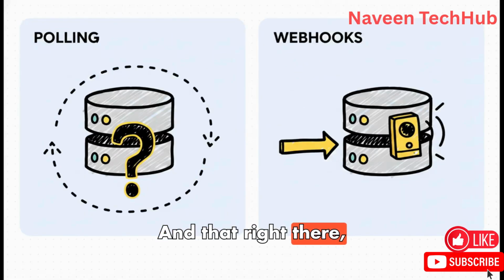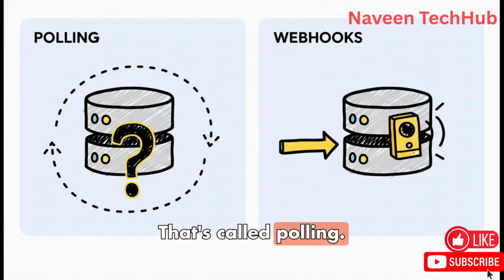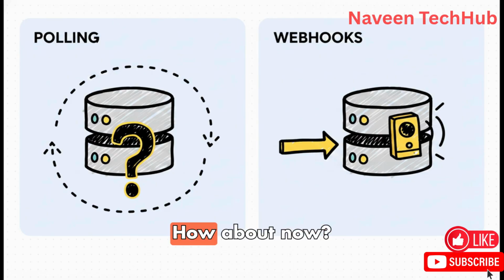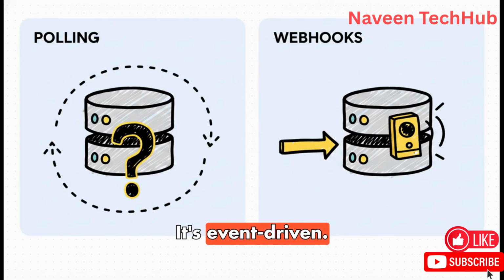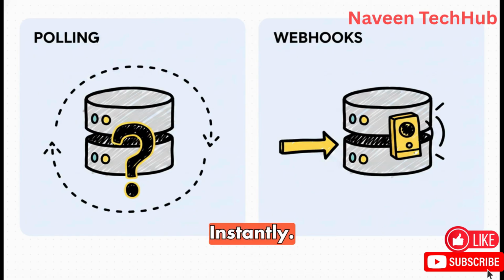And that right there is the huge difference. Constantly checking for that package, that's called polling. Your system is always asking, is there anything new? Anything yet? How about now? It's a total waste of energy. But the webhook, that's the doorbell. It's event-driven. An app tells your system, hey, something just happened. You're not asking anymore. You're being told, instantly.